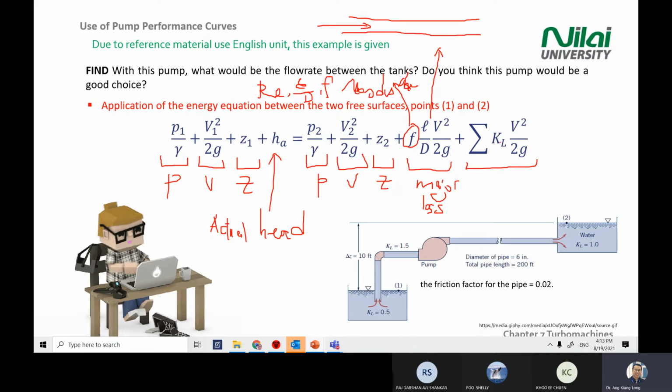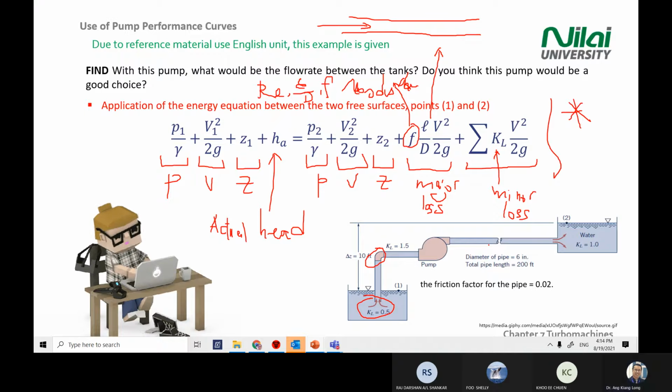Then followed by this, you see the KL. KL means this whole term is minor losses, not head. Minor losses because of all these bends, expansions and openings and so on. So you have to differentiate what is major and what is minor. Right, so this is a very important equation when you want to solve pipe problems.